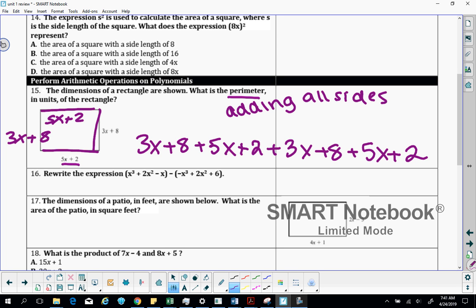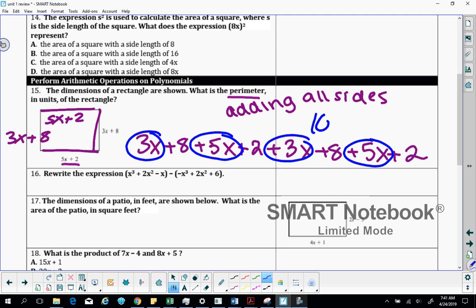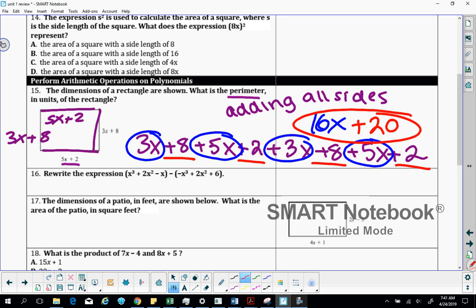So now we combine all our x's. So which ones have x's in it? 3, 5, 3, and 5. What do you end up getting? 16. Yep, 16x. Then I add 8 plus 2 plus 8 plus 2. 20. That's your answer. This is all from Unit 1. Cool. Make sure you write that down on the blue sheet if you need it. If you don't, then you don't need to write it down on the blue sheet.